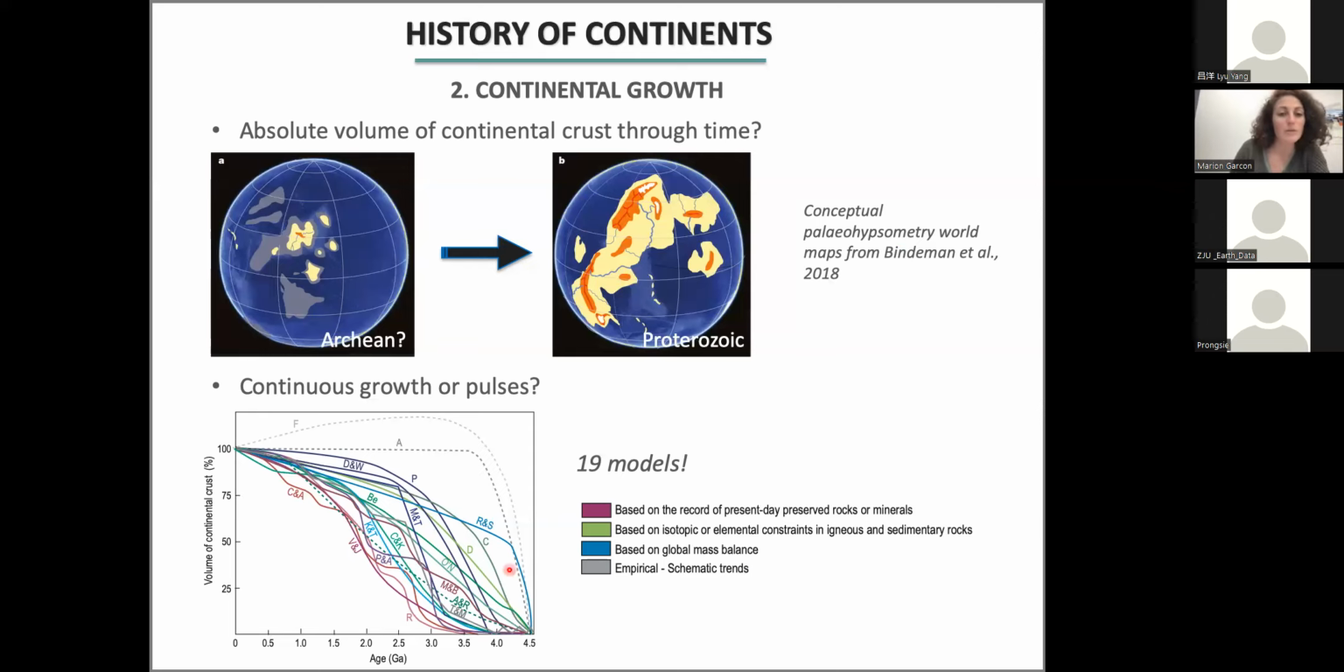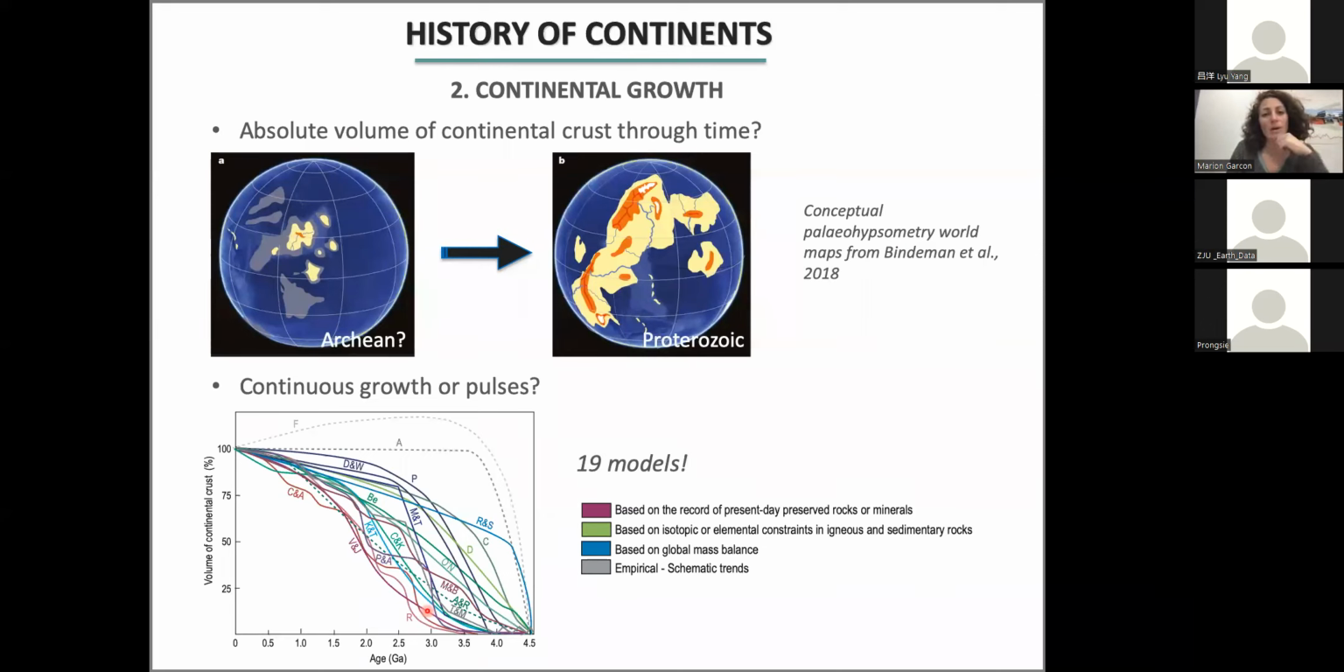So continuous means whether it can be quick at the beginning and then slow. But if it's not, it could be by pulses, that is to say, really like periods of time when you produce more crust than others. So these are the two questions that I would like to address in this talk.